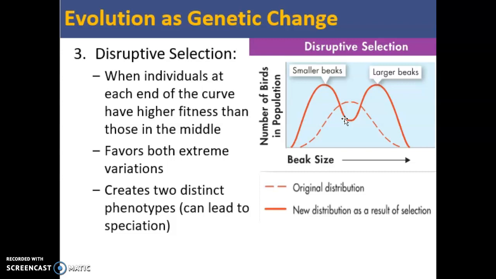Eventually, this disruptive selection can split this bird population in two in the process called speciation or adaptive radiation. All right, so we'll see that the smaller beak birds and the larger beak birds, all right, will split into two separate species.